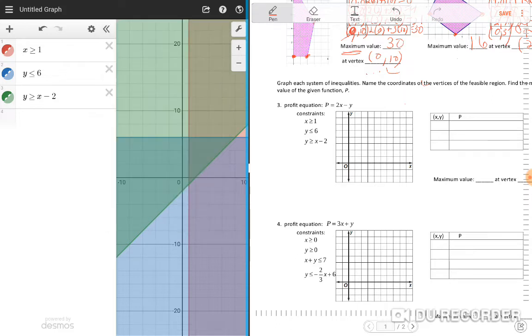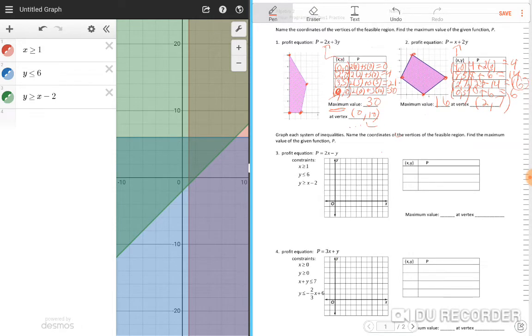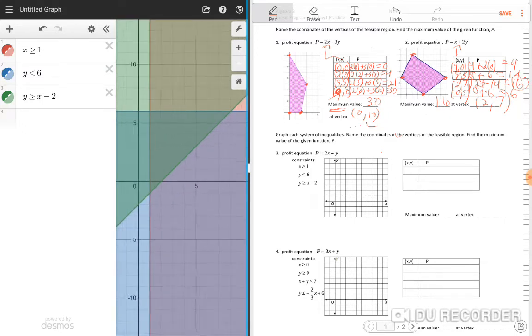All right. Well, I can see the overlap. They want us to graph the system of inequalities, name the coordinates of the vertices of the feasible region, and find the maximum of the given function. All right. So let's see. The overlapping regions. Here's one vertex right there. They tell me it's at 1, 6. Maybe I can zoom in a little bit. There you go. That makes it look better.